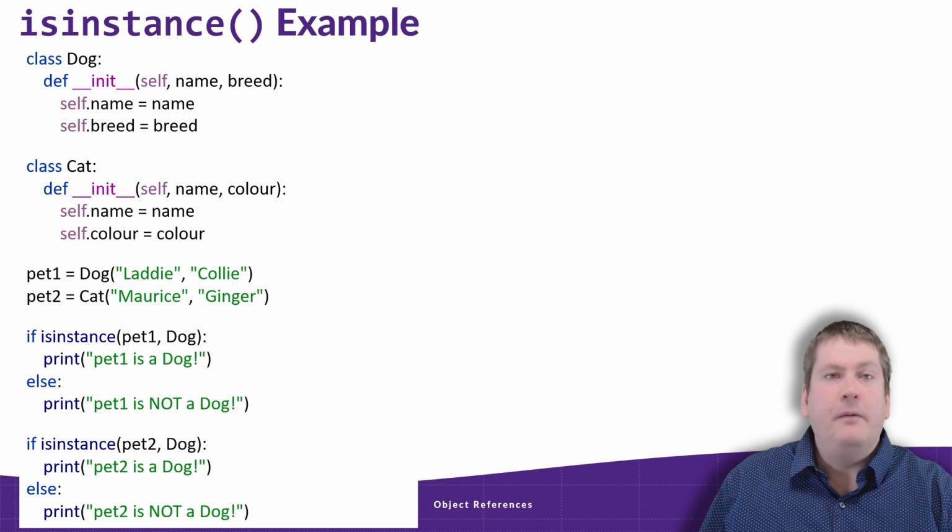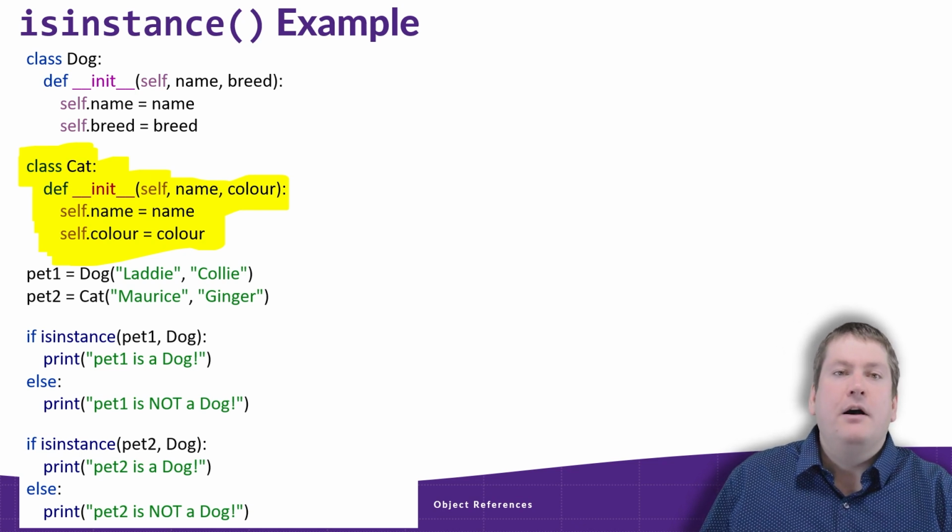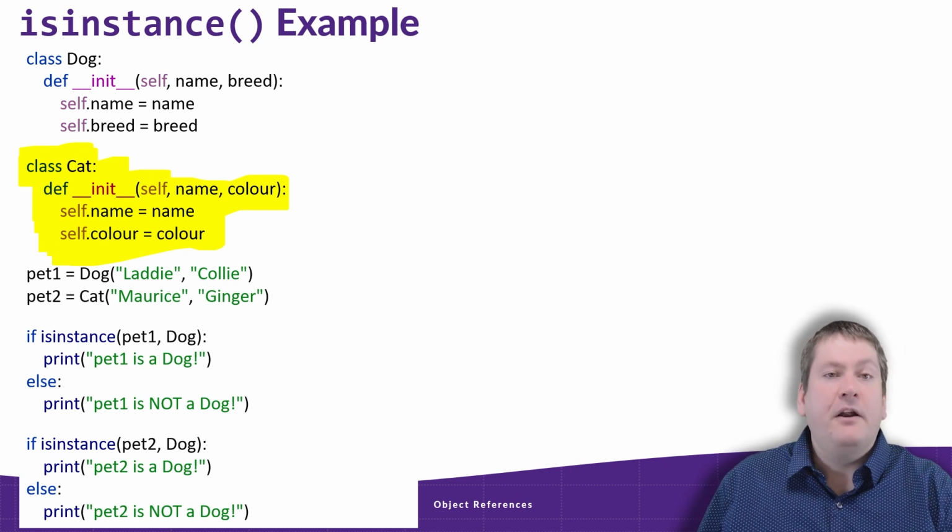And here we have the same dog class as we already saw in a previous example, but now we also have a new class named cat. This class is very similar to the dog class. It also has an instance attribute named name, but it also has an instance attribute named color. But for the purposes of our example, the most important thing here is that it is its own different class.